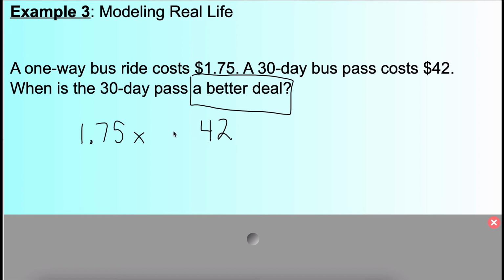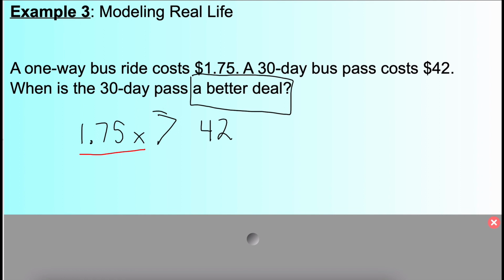We want to know, when is this going to cost more than the $42? When this inequality is true, that means that the bus pass is a better idea. As soon as I'm buying too many tickets and it's going to cost me more than $42, then why would I buy the tickets? I should just buy the bus pass.